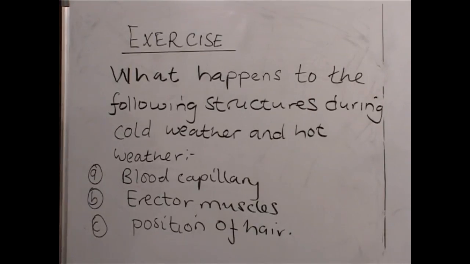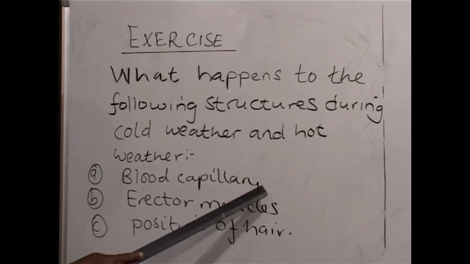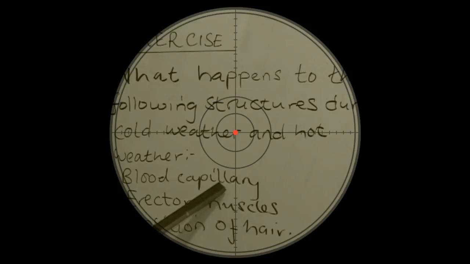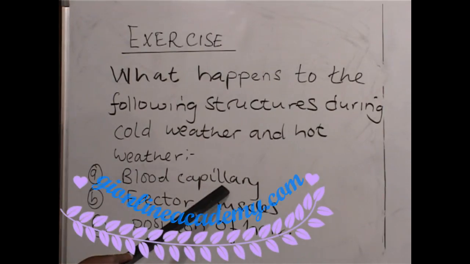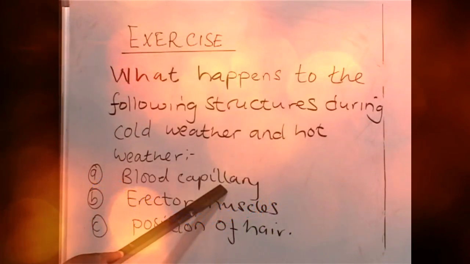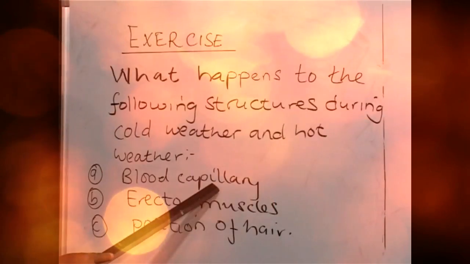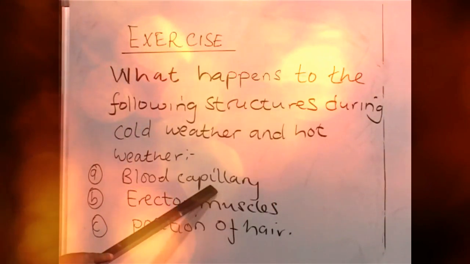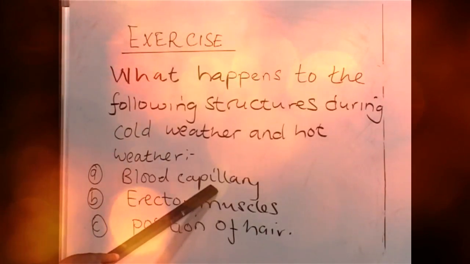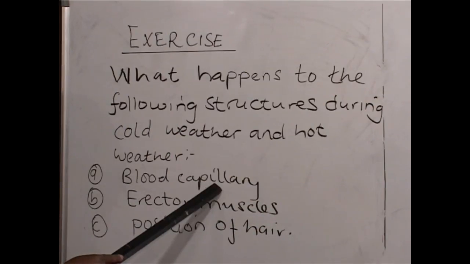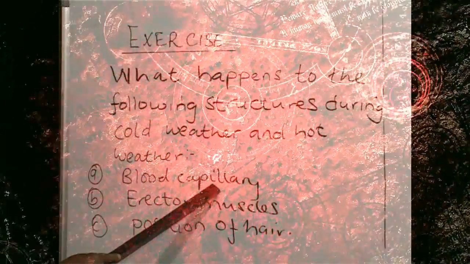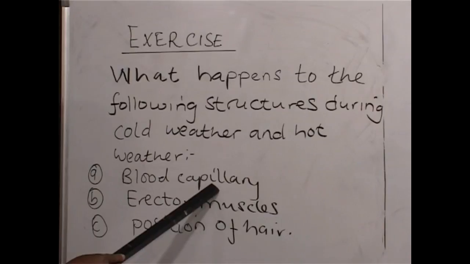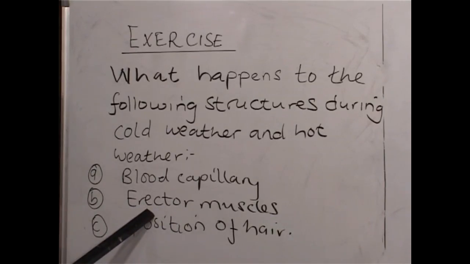So the expected answers are, for blood capillary, when it is cold, you expect the blood capillaries to become narrow. So when that happens, we call that vasoconstriction. So vasoconstriction prevents loss of heat from the body. But when it is hot, the opposite happens. The blood capillaries will become wide, then we call it vasodilation or dilation. So when that happens, more blood flows through the capillaries and more heat is lost from the body.